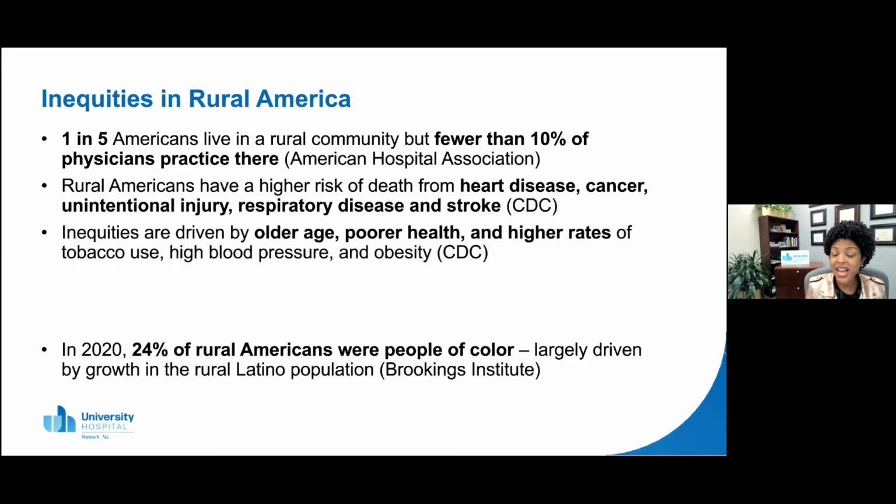And we know that these inequities are driven largely by rural Americans being slightly older in age, poorer in health, and having higher rates of tobacco use. We just heard about the social cultural dynamics around big tobacco, having come from a family that farmed tobacco, very well aware of that, and farmed tobacco for generations. High blood pressure and obesity.